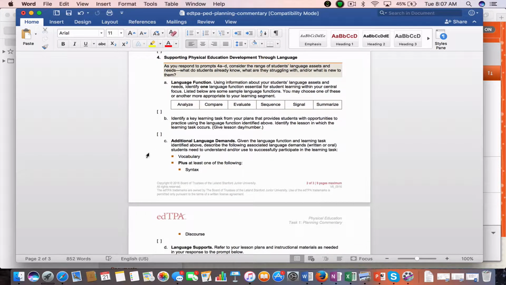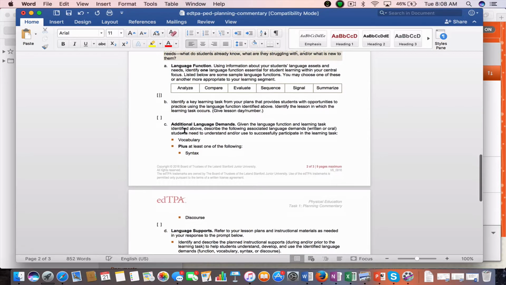4 is your language function. So this is again where you're going to go back to your lesson plans and you're going to identify language demands that you have planned, because again, this is all planning. So you're writing this in future tense, so students will, we will, I will. That's important. You're writing it in future tense, and you're going to be planning for language. So what's the language function? Probably it's going to be explain if you're phys ed. Maybe it's describe. All you need to do is just write it in there.